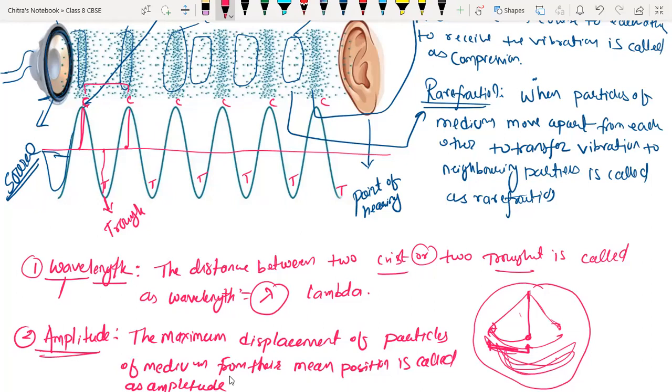I'm using another color for that, yellow. So this is wavelength. Let me change the color, red. This is the wavelength. And from here to here, this is the mean position, and this is the maximum displacement from here to here. So this is amplitude. Everyone getting the point?